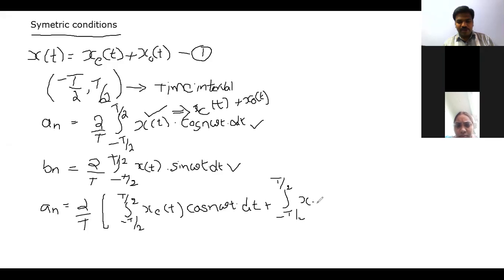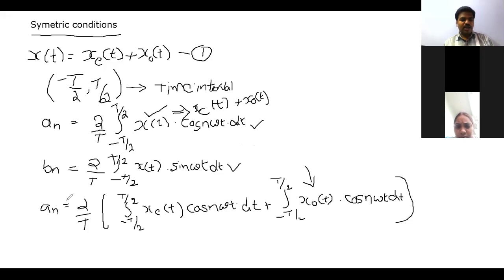Here x of t can be split up into two parts: the even components of the function and the odd components of the function. Similarly, x naught of t is multiplied by cos n omega t into dt. Now see here, this step is completely obtained by substituting equation number 1 in the known Fourier coefficient.